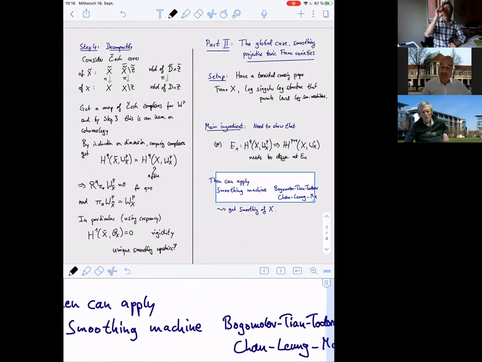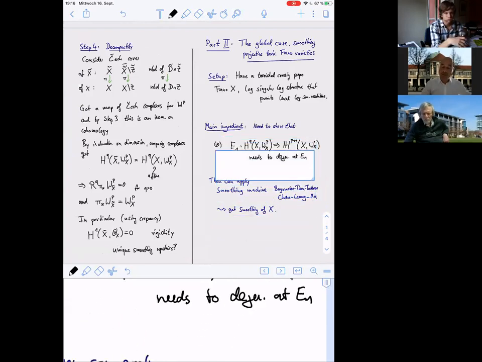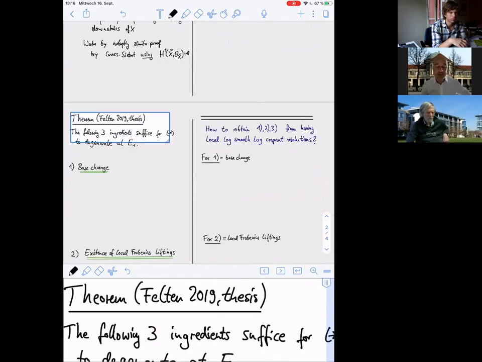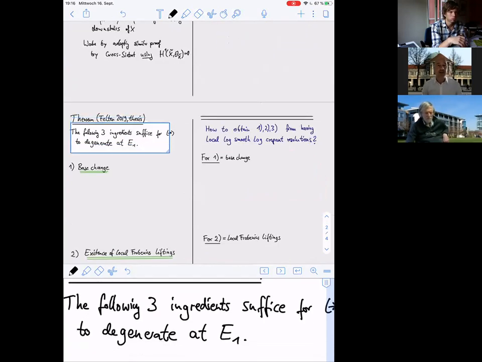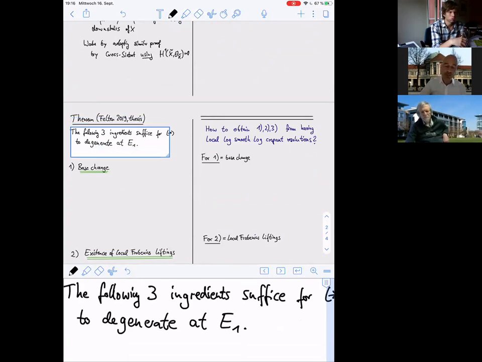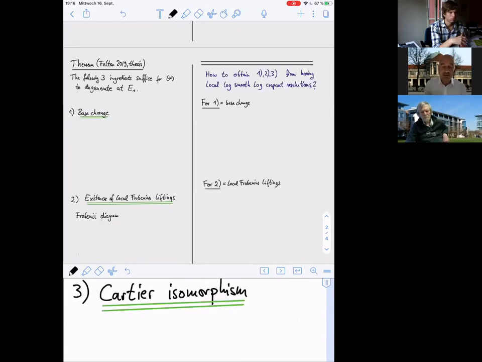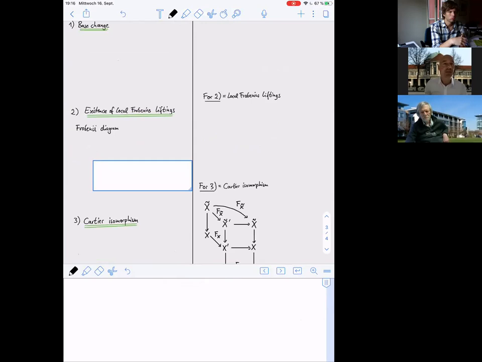In order to have this log Hodge-de Rham degeneration, you use a theorem by Felten. In his thesis in 2019, he proved that three ingredients are enough for the spectral sequence to degenerate at E1, which is all we need. The three ingredients are base change, existence of local Frobenius liftings, and the Cartier isomorphism. If you have these three things, you get the degeneration. So in the last part of my talk, I'd like to explain that. It's quite a general method.